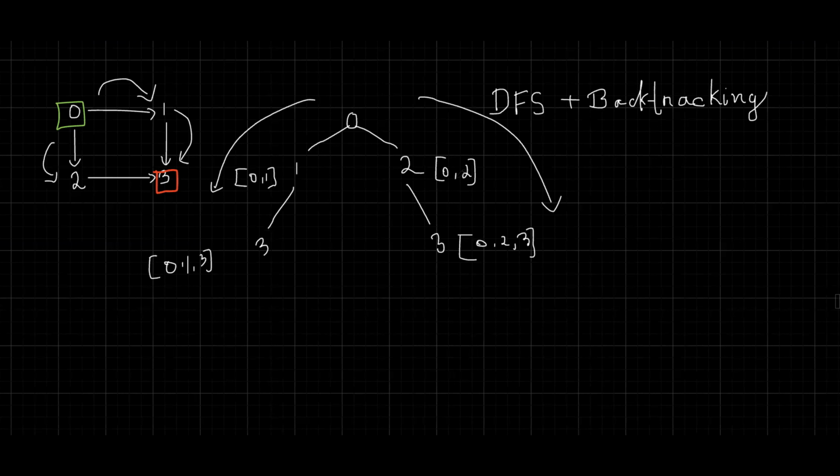This is how backtracking basically works. We will start from the root node and we will keep expanding the tree according to the adjacency list of the graph. And if we reach the destination, we will store the path into a vector and finally return it. I hope you understood the algorithm. Now let's move on to the code.